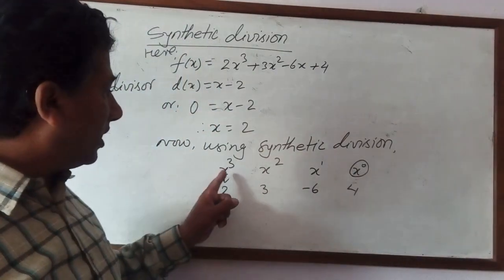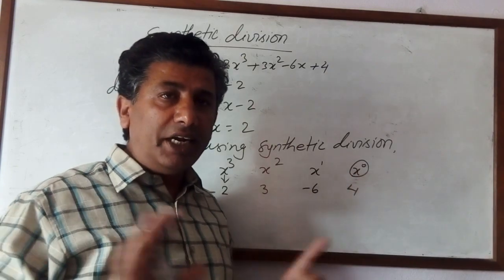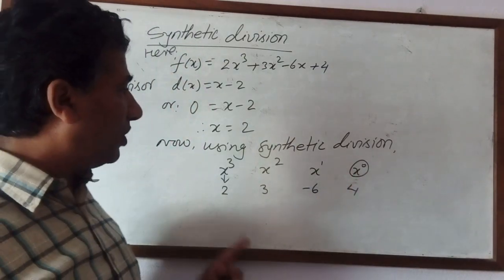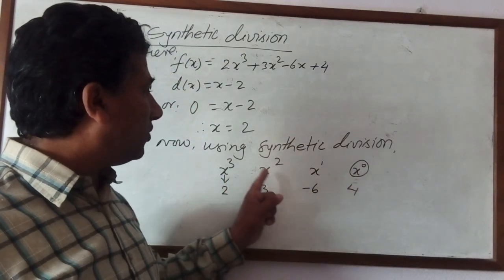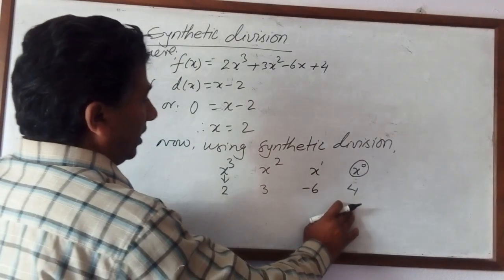Now remember, writing the x cube, x square, and x power 0 is not necessary. I wrote x cube, x square, x just to make it clear. Now we need only the coefficients.